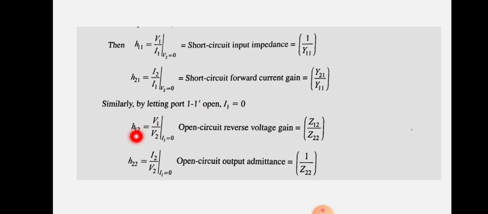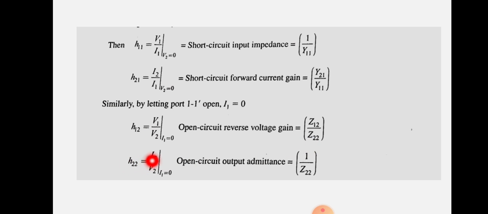Similarly, we get the parameter H12, that is equal to V1 by V2, obtained by open circuiting the terminals 1, 1 dash, that is I1 equal to 0. This represents the ratio of voltages, so it gives the voltage gain. It is obtained by open circuiting the 1, 1 dash terminal, so we can call it the open circuit reverse voltage gain. In the previous discussion of impedance parameters, we derived the V1 by V2 equation, that is Z12 by Z22. So H12 is related to Z12 and Z22 by H12 equal to Z12 by Z22.